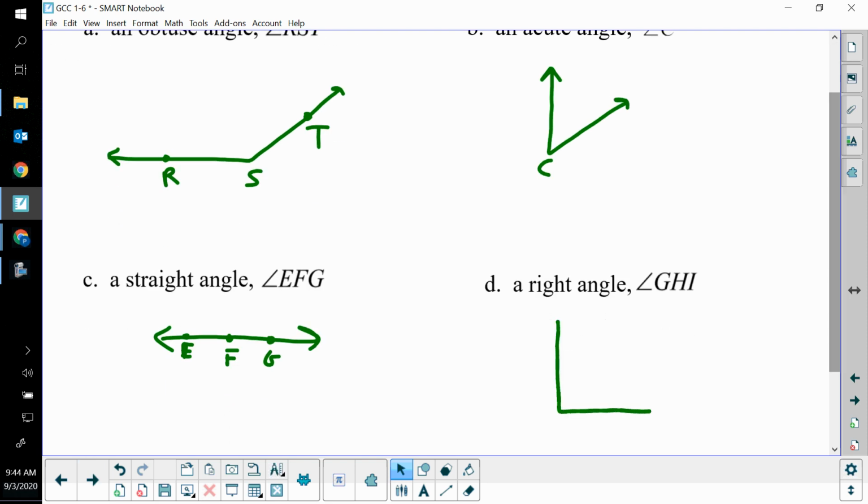And a right angle. This angle I've currently drawn is not a right angle. The only way to know it's a right angle is if they actually tell you with the box. You can't just think it looks like it because maybe it's 89 degrees instead of 90 degrees. So the box is what tells us it's the right angle. So maybe we'll put G there. H has to be at the vertex, and then I.